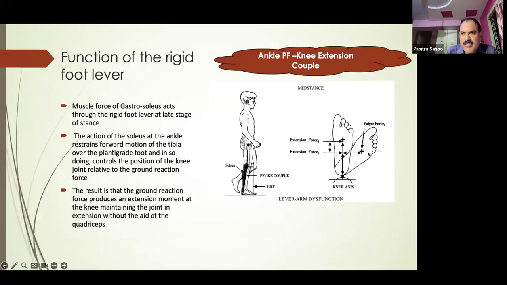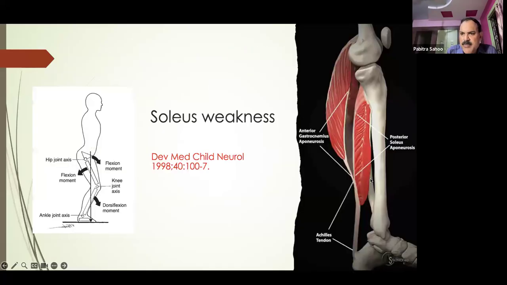This is the function of the soleus. The soleus works in a closed kinetic chain when the foot is on the ground. So the foot cannot go for plantar flexion because the foot is on the ground. So what will happen? The whole force will be transmitted to the proximal tibia, which brings the tibia back, so that the center of gravity will fall in front of the knee.